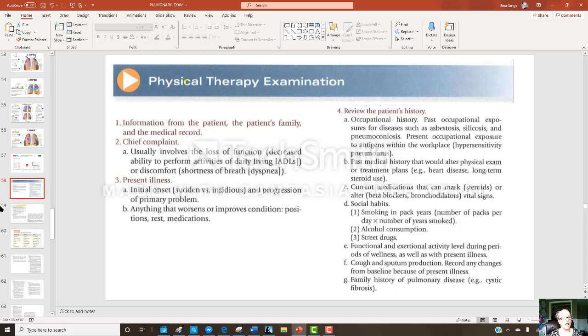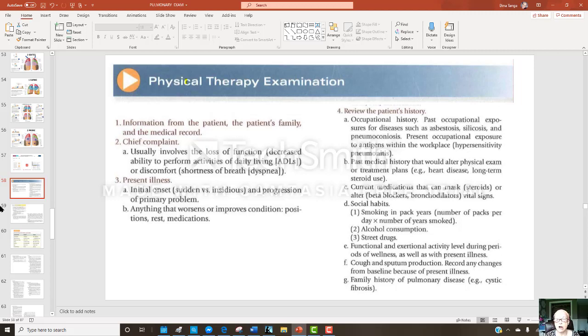Anyway, acute complaint usually involves a loss of function, decreased ability to perform activities of daily living, or discomfort, shortness of breath, dyspnea. Present illness: initial onset, sudden versus insidious, and progression of the primary problem. Anything that worsens or improves the condition, such as positions, rest, or medications.